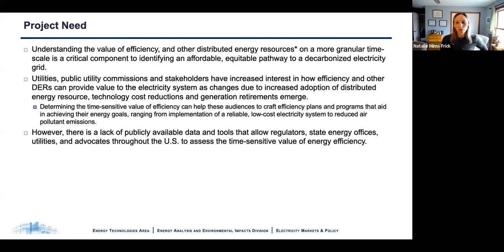And so we thought we would put together this calculator, in particular because there's a lack of publicly available data and tools that allow regulators, state energy offices, utilities, and stakeholders to assess the time-sensitive value of efficiency and the other DERs. And so we went through and identified a lot of different data sources in addition to building the calculator, so that people who don't have access to that data from their utility or from a planning resource can still make use of this and understand the value of different measures at different times on their system.